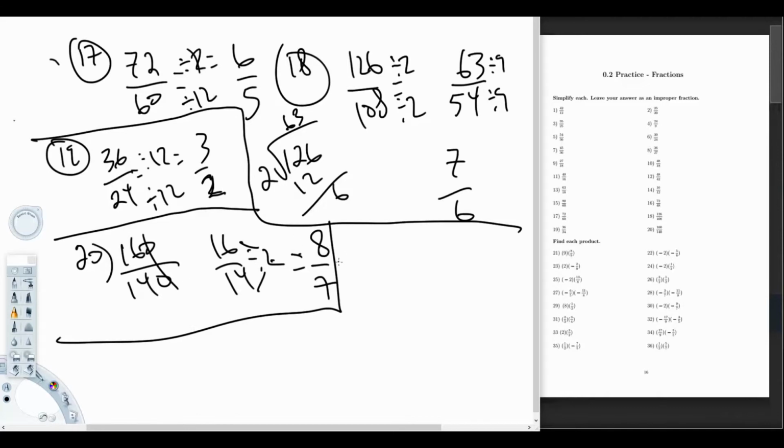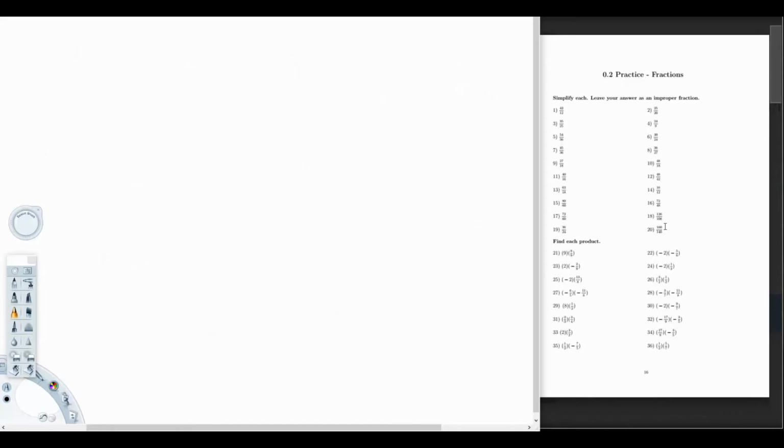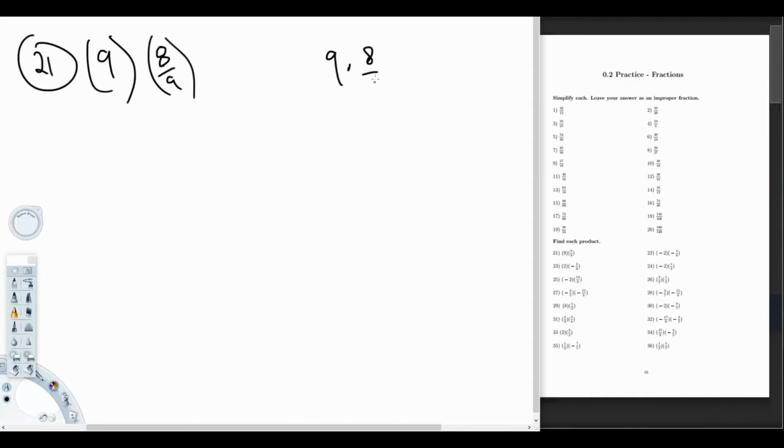So now what we're going to do is we're going to look for products. So we're going to be multiplying fractions. Now they're a little bit tricky here, but let's look at number 21. 9 times 8 over 9. Now I just want to go over a few things. When two numbers are bracketed like that, you're multiplying them. When you see a dot in between two numbers, you're multiplying them. And when you see the multiply sign, well, guess what? You're multiplying. Okie dokie.